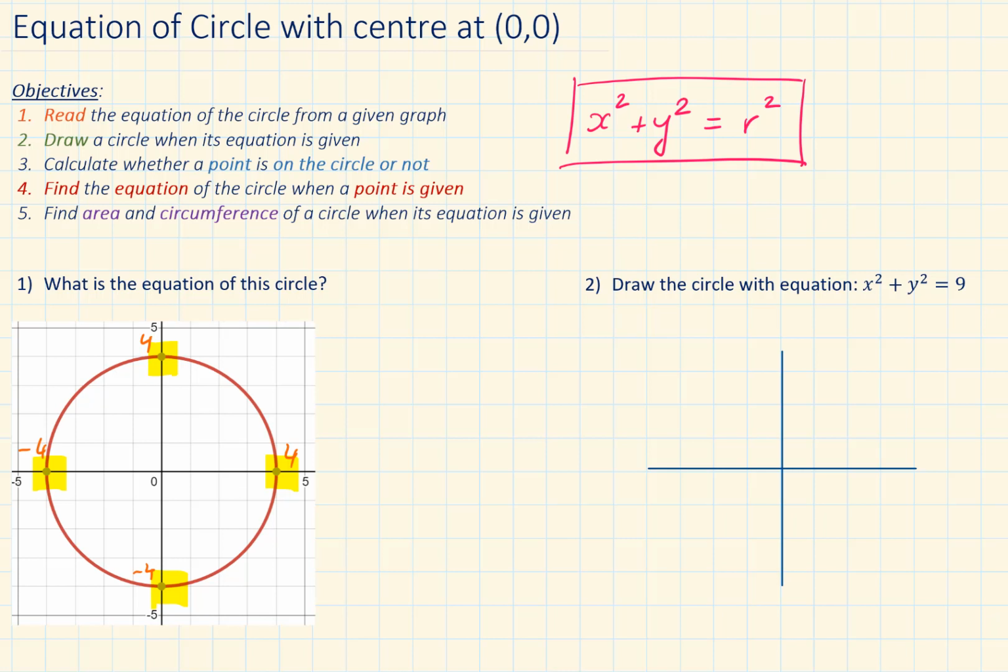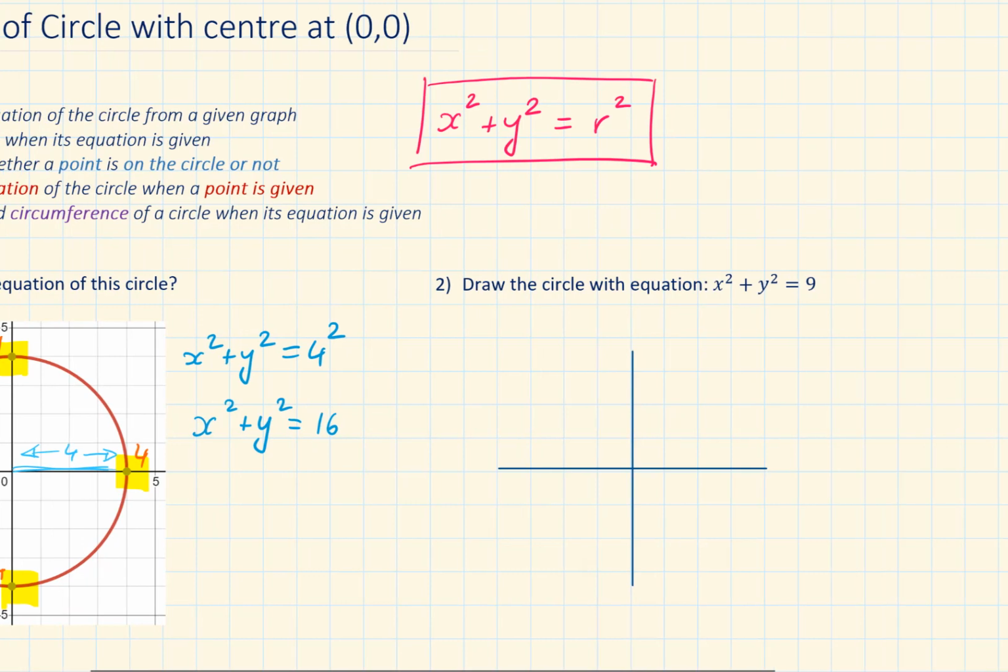We can see from here that the radius of this circle is equal to 4. The equation of this circle is x squared plus y squared equals 4 squared. We've got the final answer, x squared plus y squared is equal to 16.